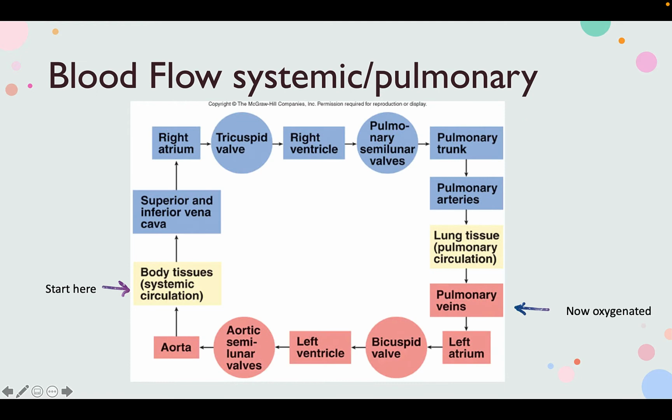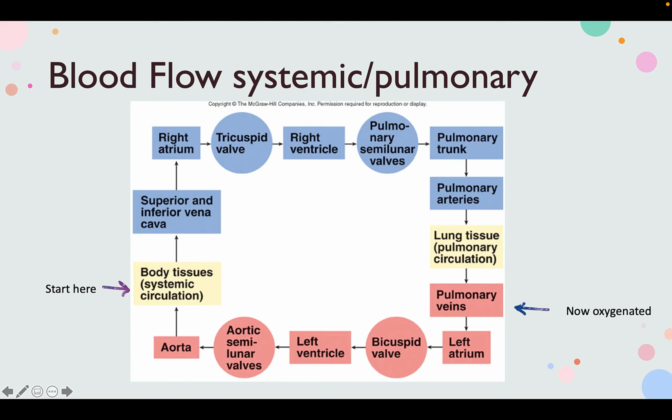So now we can trace our blood flow. We can start here with body tissues. All of that is deoxygenated, used up. So it's going to go into the heart from the superior and inferior vena cava, into the right atrium, into the right atrioventricular valve, also called the tricuspid valve, into the right ventricle, into the pulmonary semilunar valves, into the pulmonary trunk, splits to the pulmonary arteries, goes to the lungs. Bam! Now we're oxygenated. So now we're red.